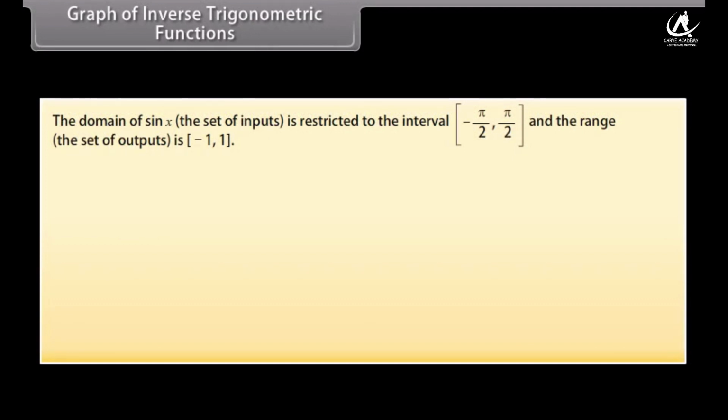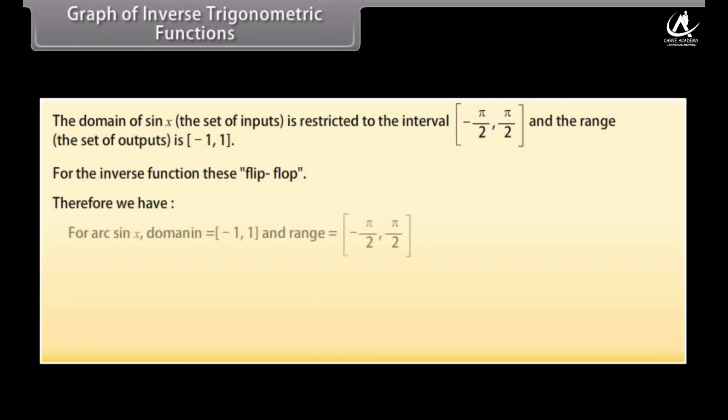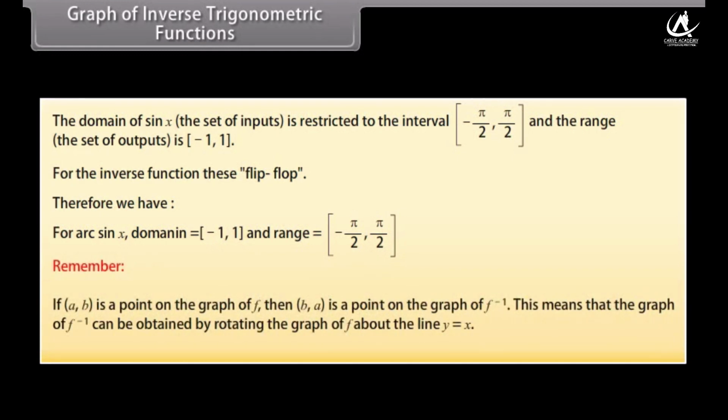The domain of sine x, that is, the set of inputs, is restricted to the interval -pi by 2, pi by 2, and the range, that is, set of outputs, is -1, 1. For the inverse functions, these flip-flop. Therefore, we have for arc sin x, domain is equal to -1, 1 and range is equal to -pi by 2, pi by 2. Remember that if a, b is a point on the graph of f, then b, a is a point on the graph of f inverse.